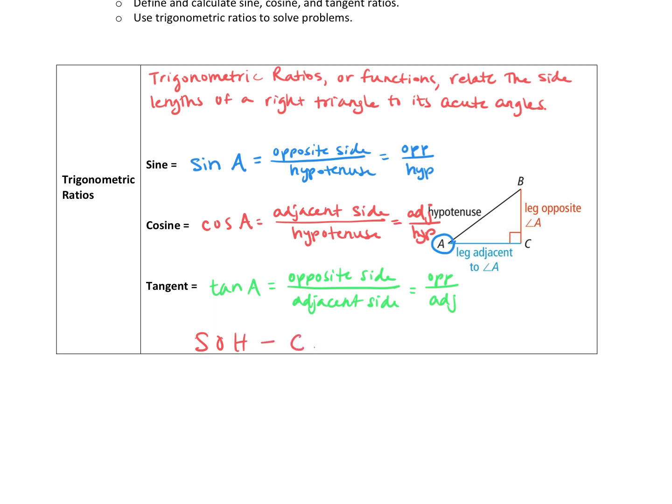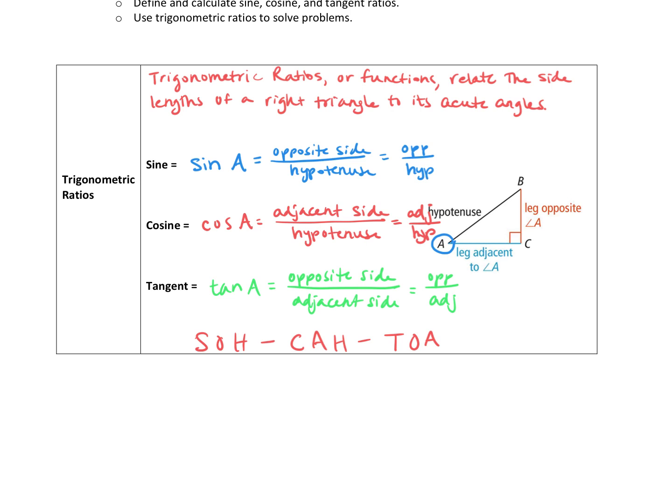CAH, C-A-H, the cosine function is equal to the adjacent side divided by the hypotenuse. And then TOA, the tangent function is equal to the opposite over the adjacent. So SOH CAH TOA. That's one way to write that out.